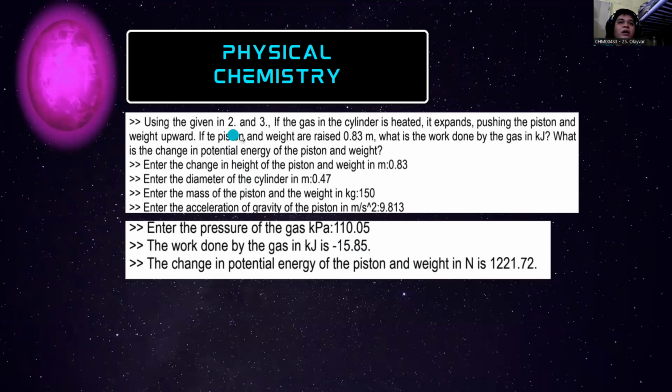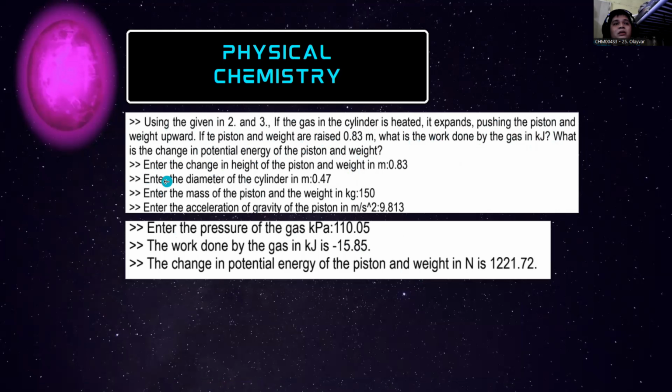Using the given in 2 and 3, if the gas in the cylinder is heated, it expands, pushing the piston and weight upward. If the piston and weight are raised 0.83 meters, what is the work done by the gas in kilojoules? What is the change in potential energy of the piston and weight? And it is a problem.